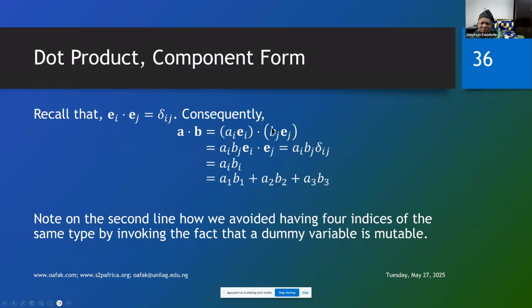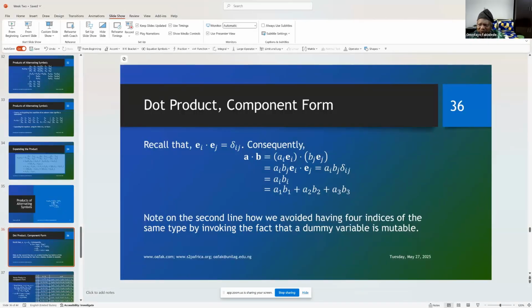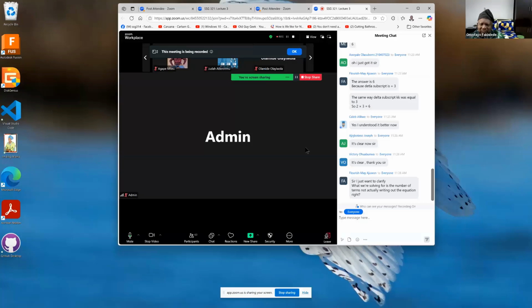Who can tell me why we didn't make this one biei? Go back to the chat room and tell me why, when I wrote this as aiei, I didn't write this one as biei. Why did I use j? I'm in the chat room now, waiting.